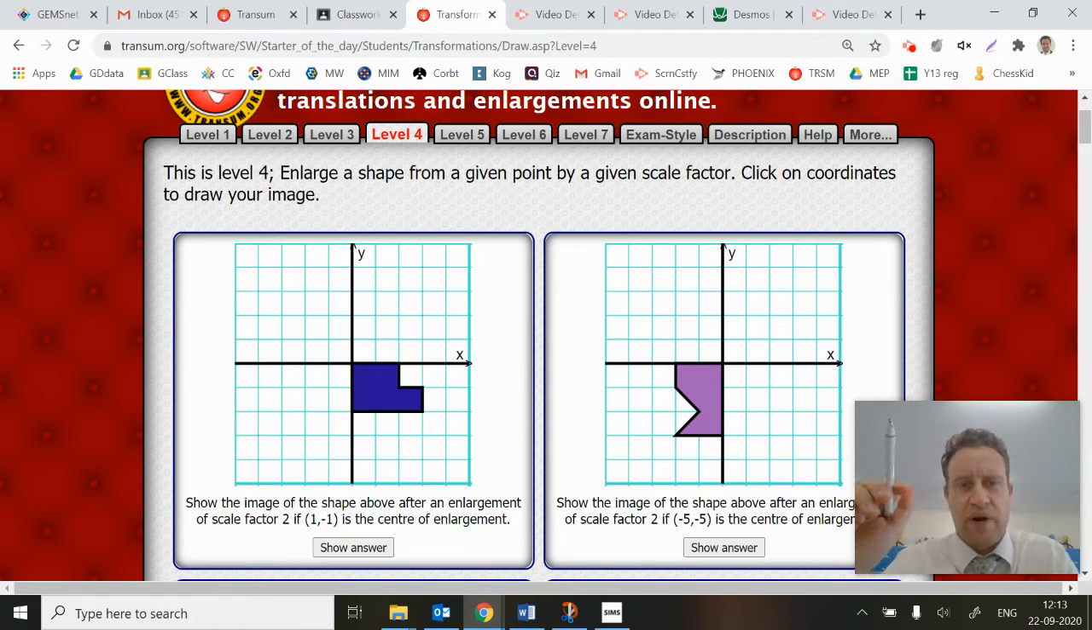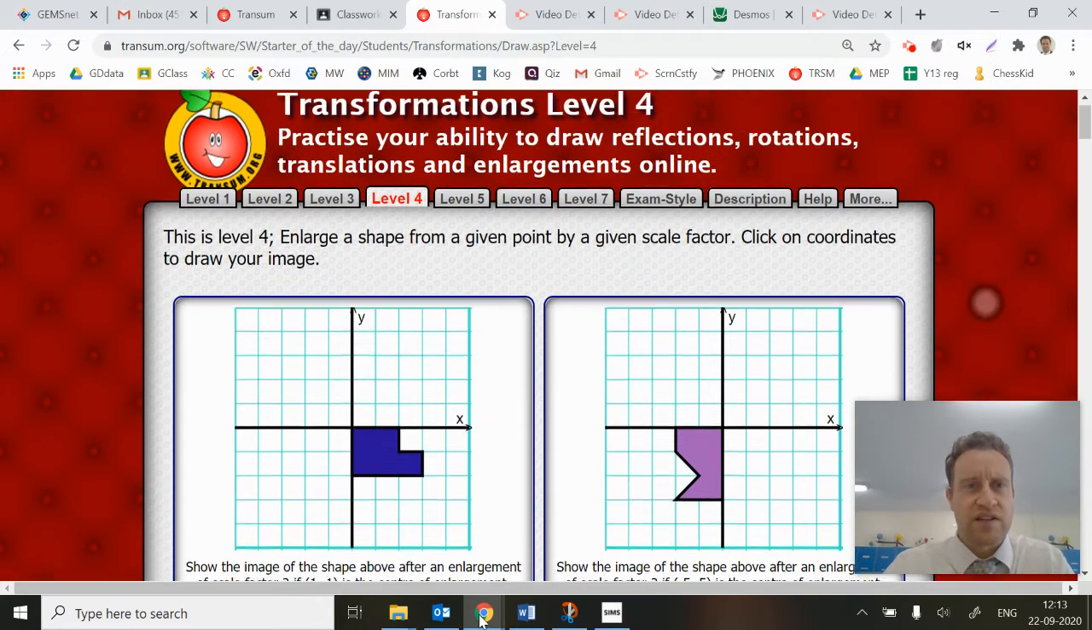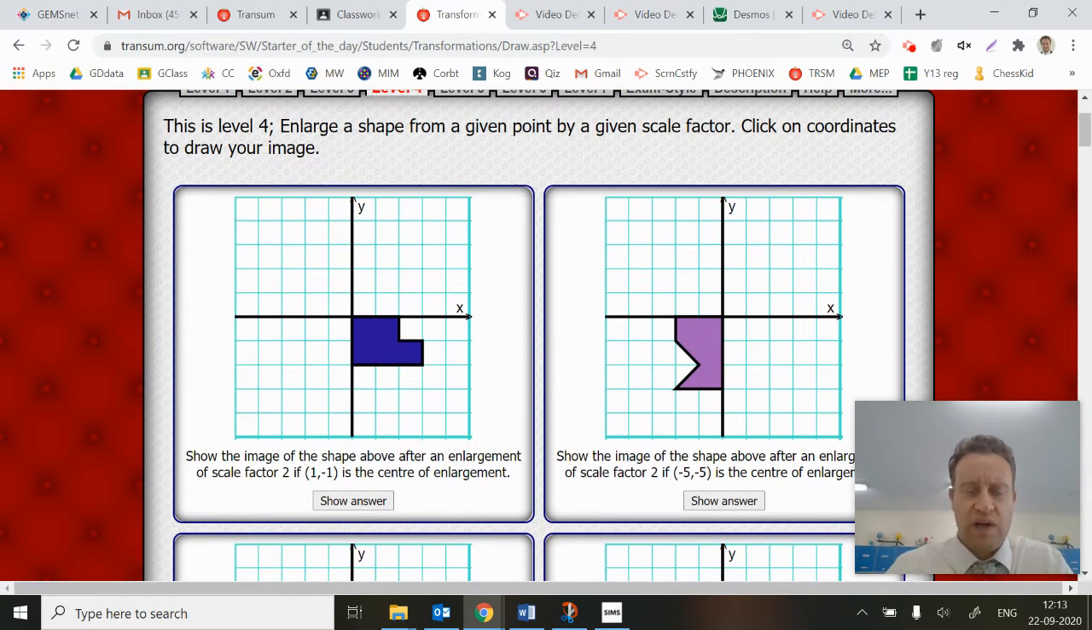So enlarging by a scale factor, and I'm using the Transum website for this, which you can write over, you can check your answers on, and it's completely free as well. So you don't need to sign in.